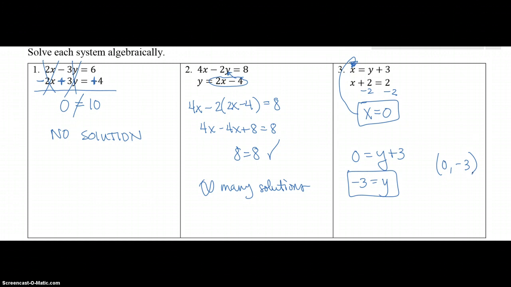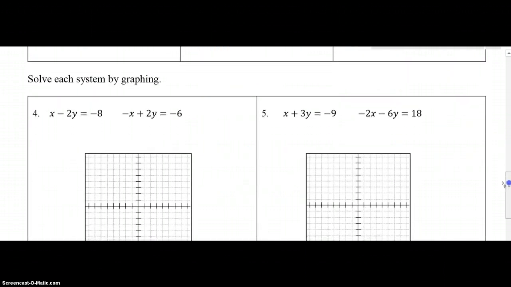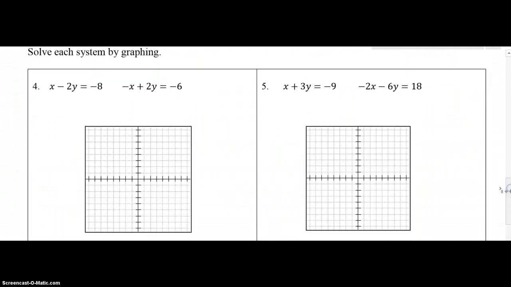Okay, so let's look at number 4. It says solve each system by graphing. And somebody last hour said, well, wouldn't it be set up for elimination because the x's are already opposites? Yes, but they specifically said to solve by graphing, so you have to pay attention to that. You could graph using the intercepts, or I'm going to go ahead and put these into slope-intercept form, because I want you to see how the slopes are going to be the same.